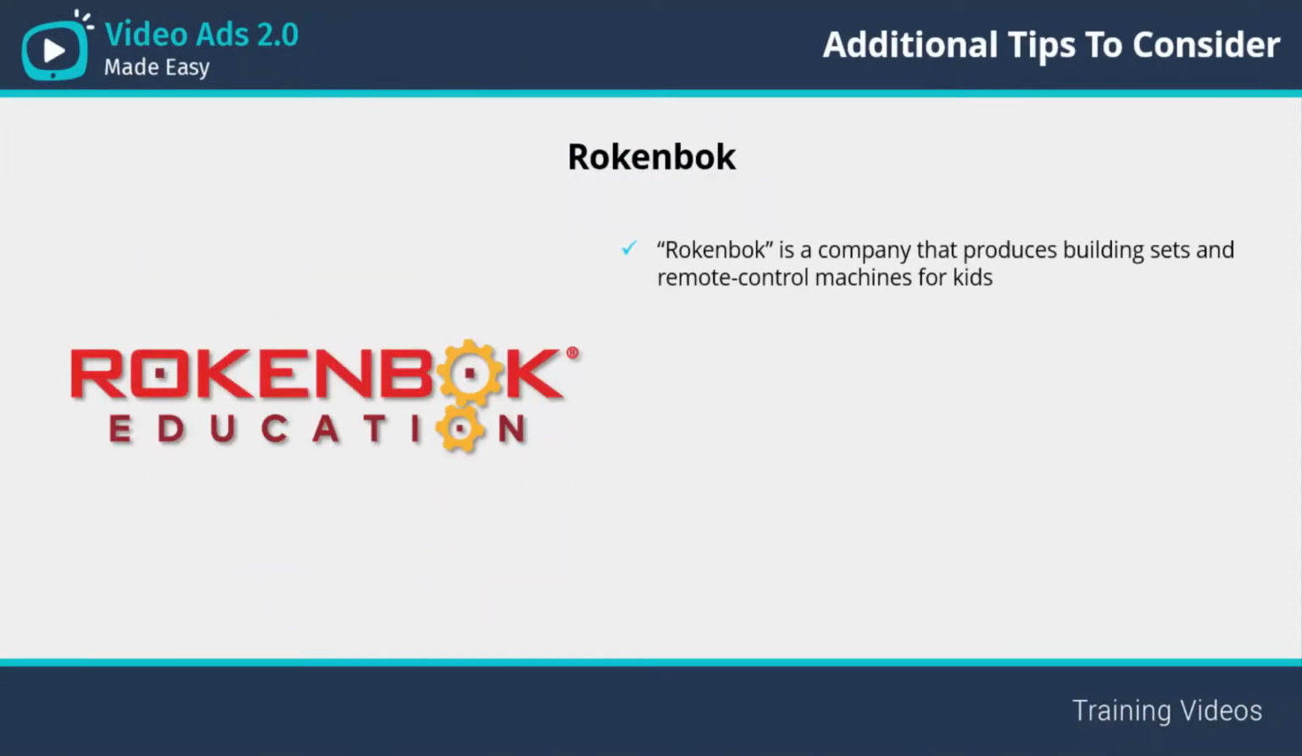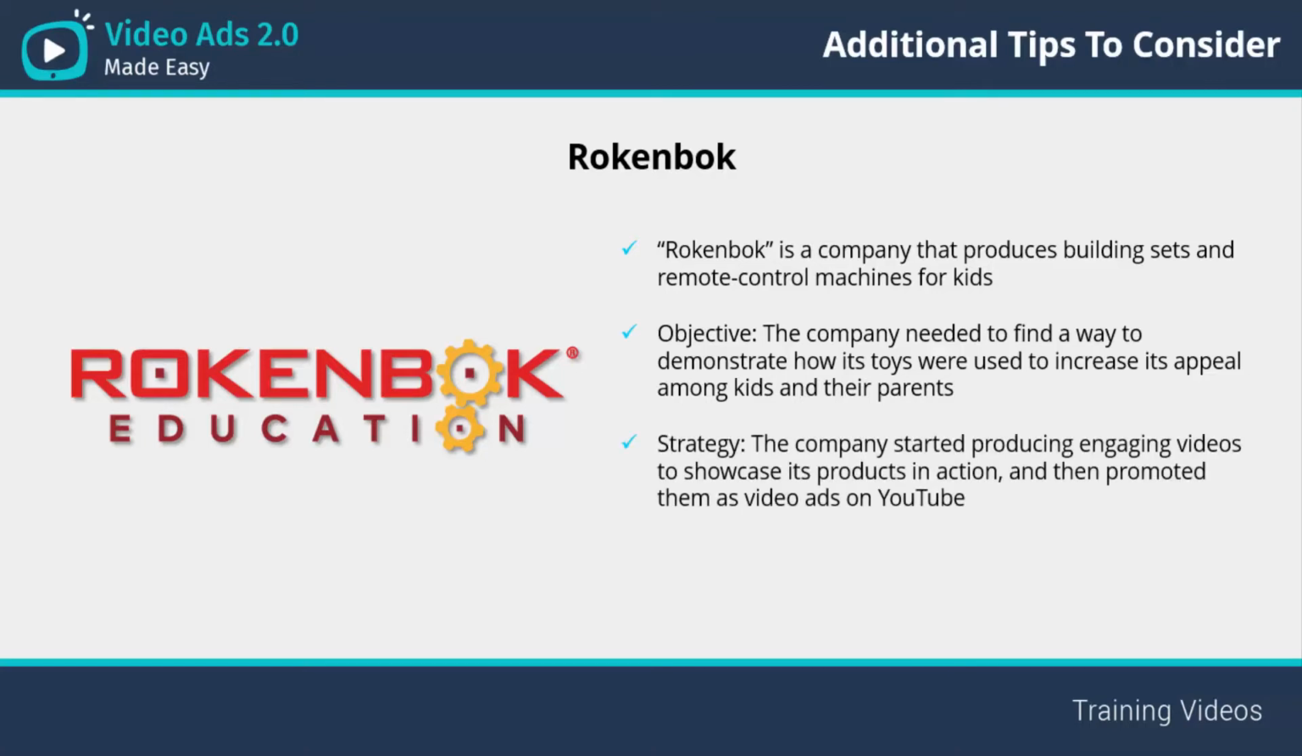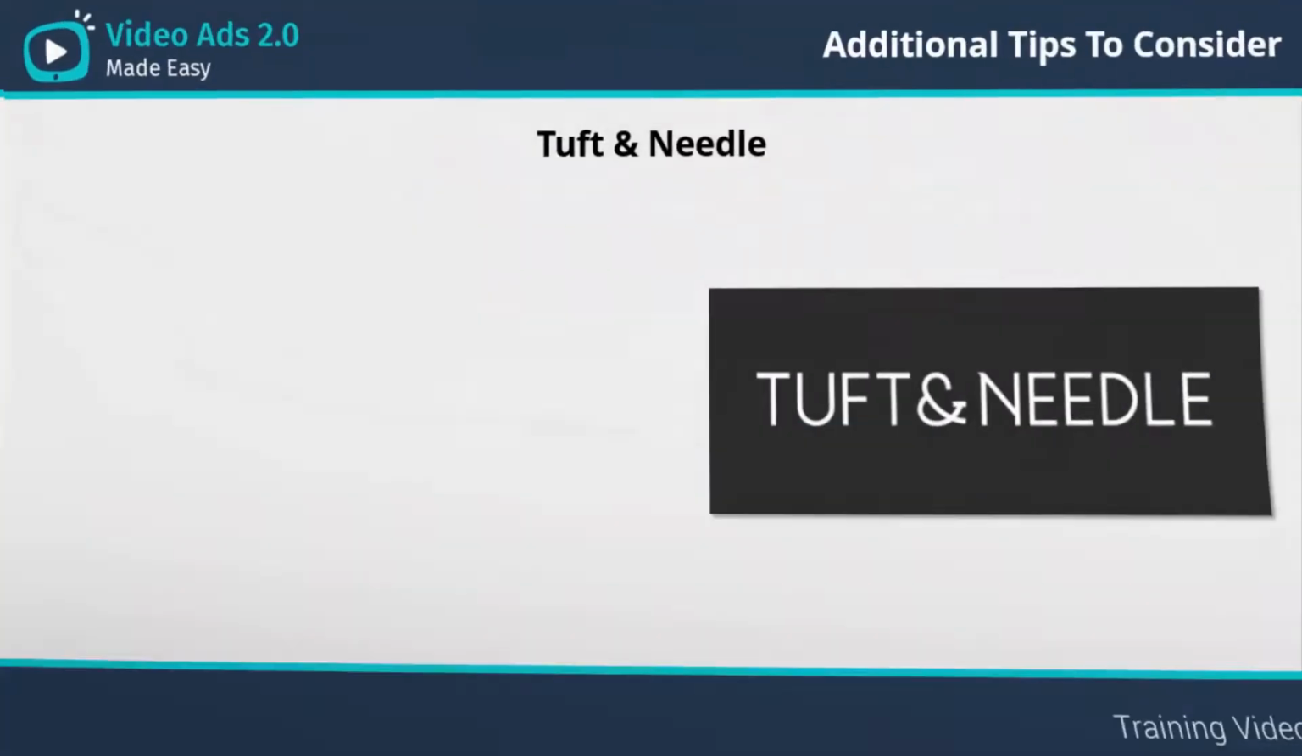Rokenbach. Rokenbach is a company that produces building sets and remote control machines for kids. Objective: the company needed to find a way to demonstrate how its toys were used to increase its appeal among kids and their parents. Strategy: the company started producing engaging videos to showcase its products in action, and then promoted them as video ads on YouTube. Results? To this day, the company is getting most of its website traffic from its video ads.